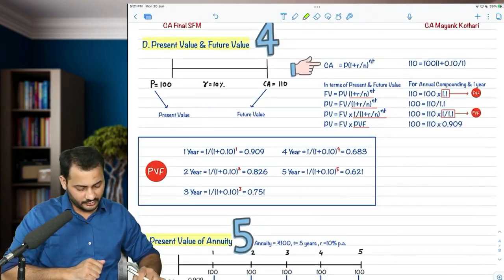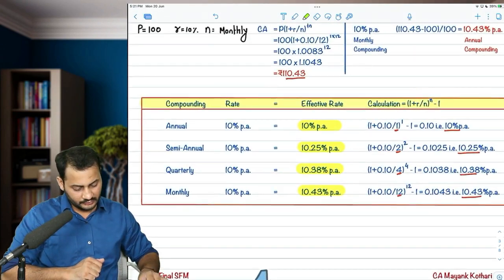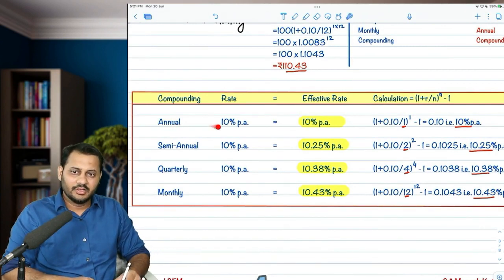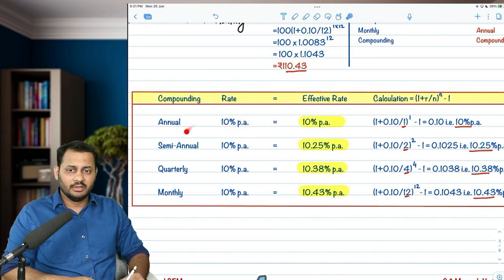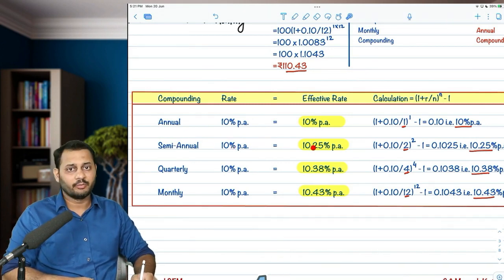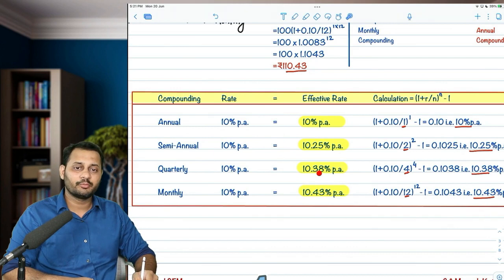I hope you have understood now. In terms of annual compounding, the effective rate of interest and the normal rate of interest will both be the same, 10% per annum. But when you do semi-annual compounding at 10% per annum, the effective rate that you are earning is 10.25. When you do quarterly compounding at 10% per annum, the effective rate that you are earning is 10.38. That is what we have seen just now.